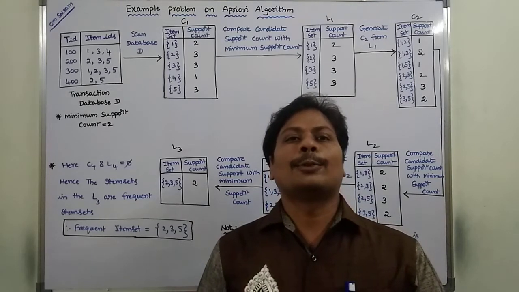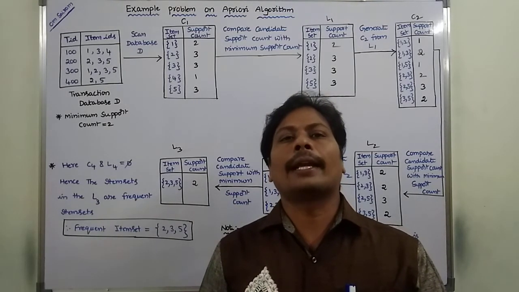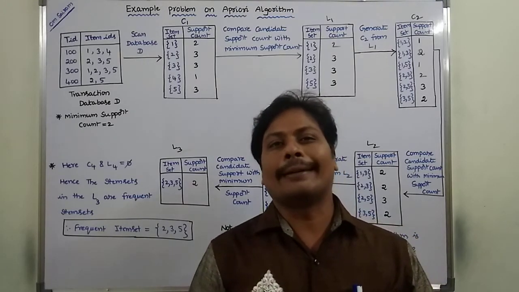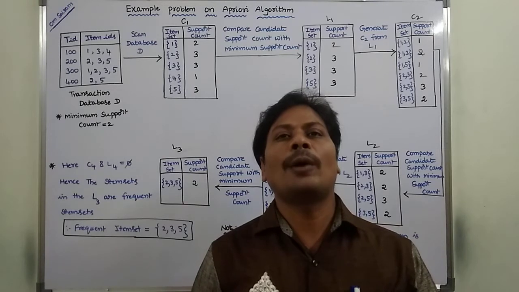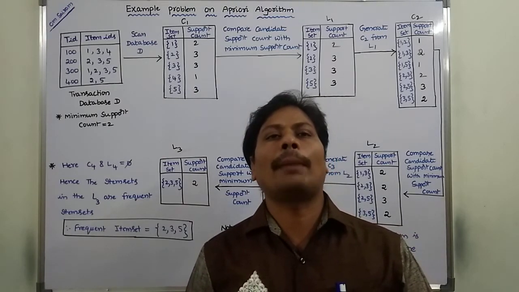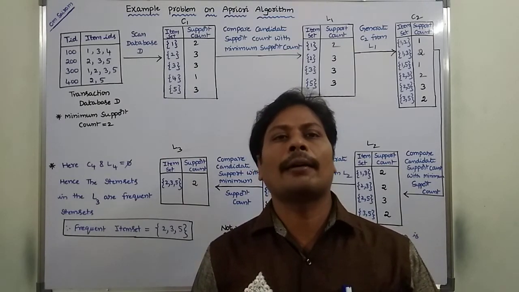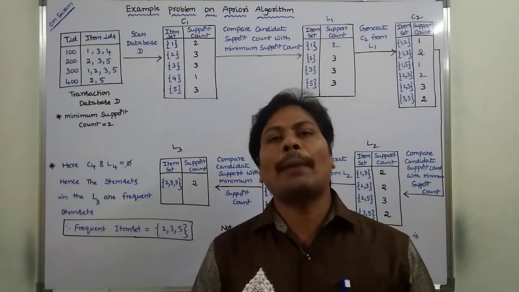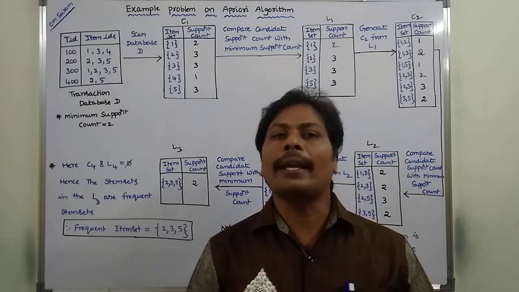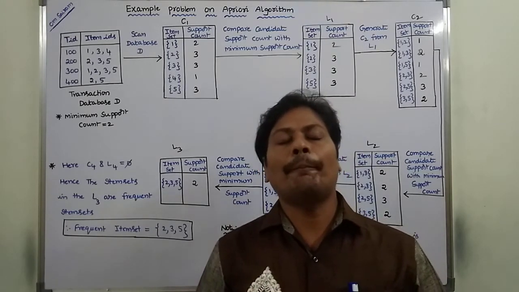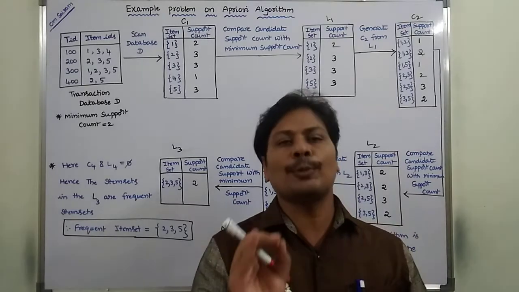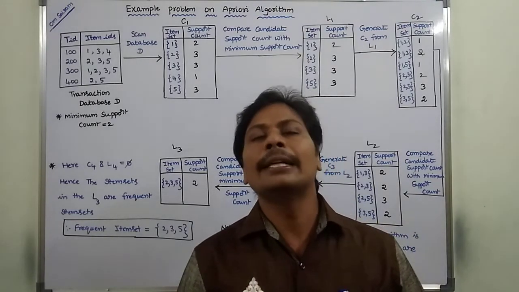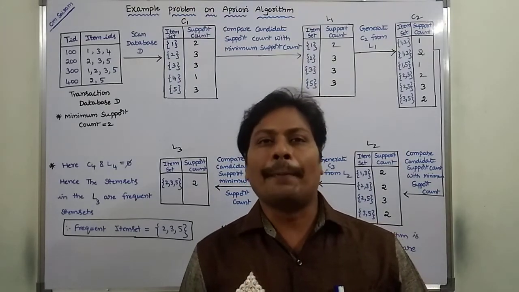Hi friends, today I am giving a lecture on an example problem on the Apriori algorithm. In the previous video, I discussed one example problem on the Apriori algorithm, and in that video I discussed another example problem. Mainly, the Apriori algorithm is used for finding the frequent item sets from the given transactional database.